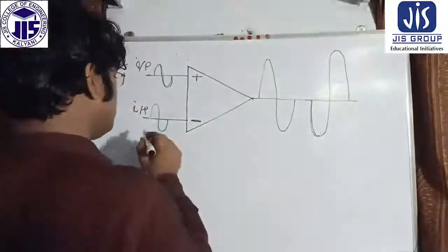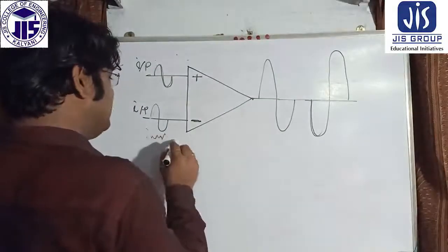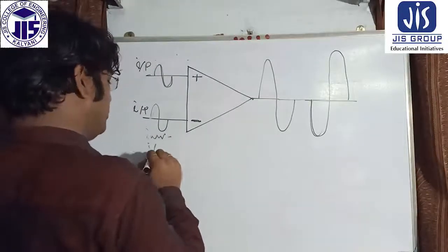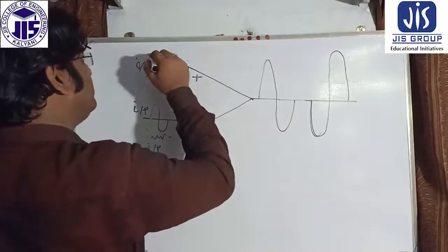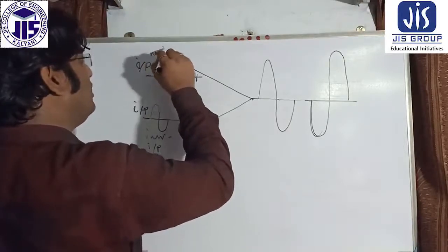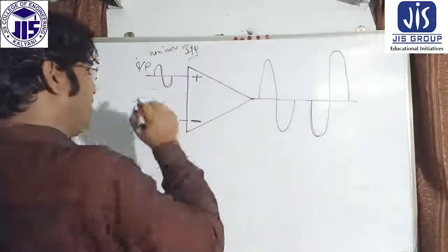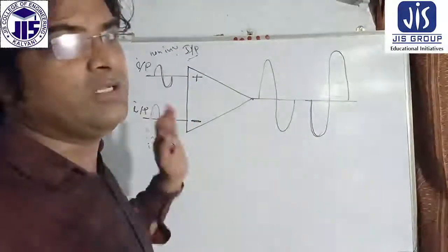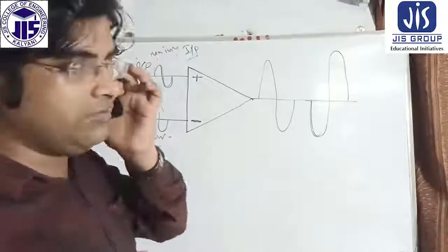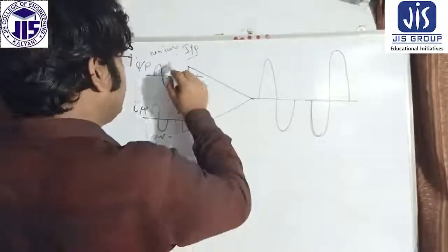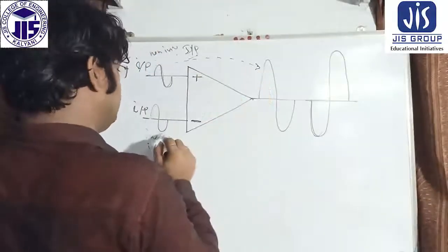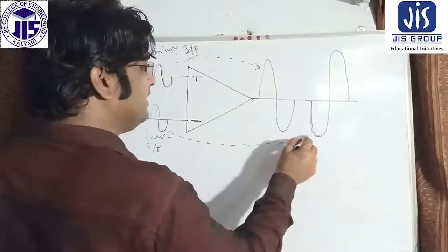So for that reason we call this the inverting input, and this the non-inverting input. This is the non-inverting input, and this is the inverting input. The resultant is this.